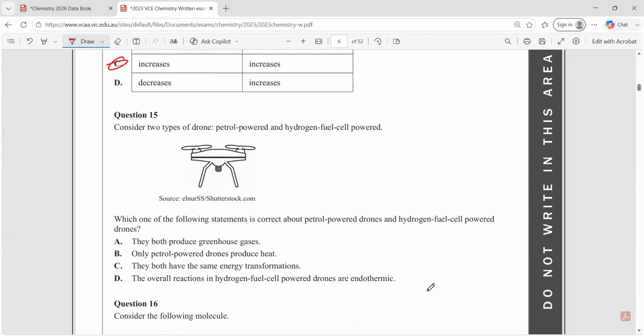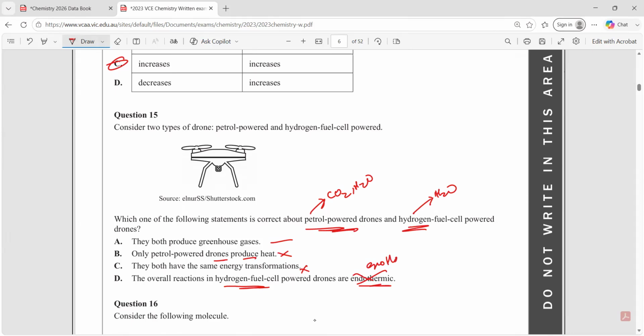That's super easy. Which one of the following: they both produce greenhouse gases? Hydrogen produces water, and this would produce CO2 and H2O. So that's true. Only petrol-powered drones produce heat? No, hydrogen fuel cells can also produce heat. They both have the same energy transformations? Petrol powered, no. So this is going through a combustion engine and things like that. The overall reactions in a hydrogen fuel cell are endothermic to exothermic.